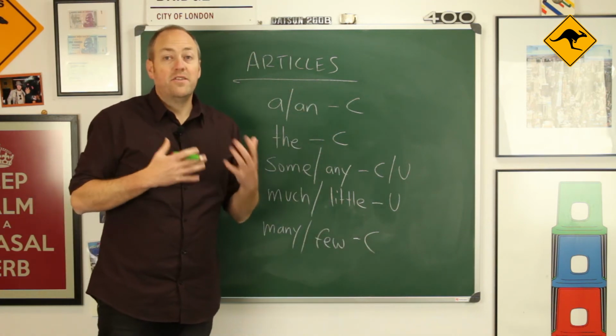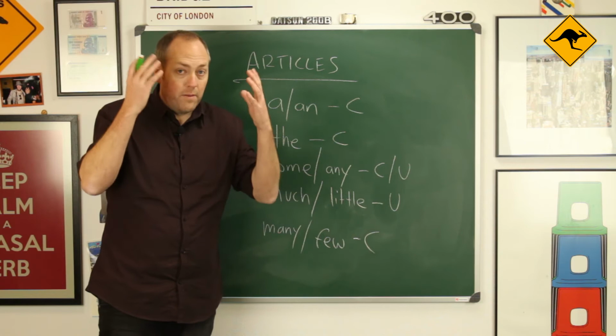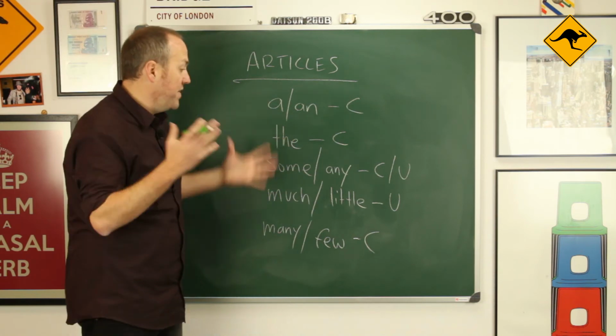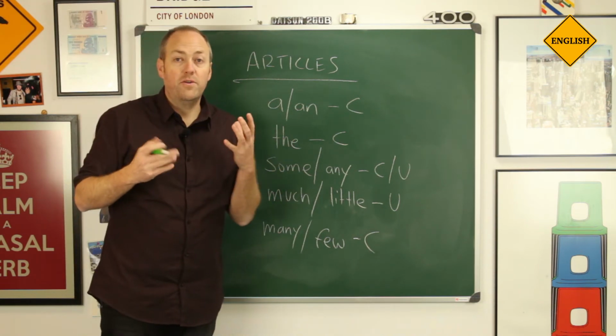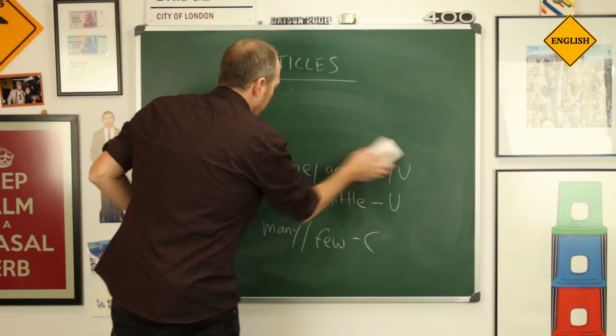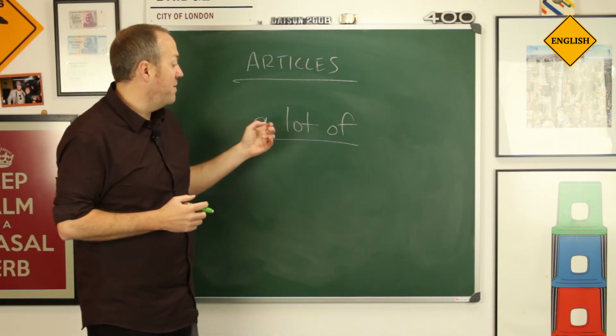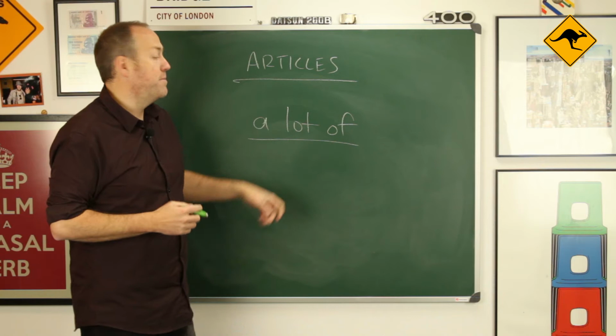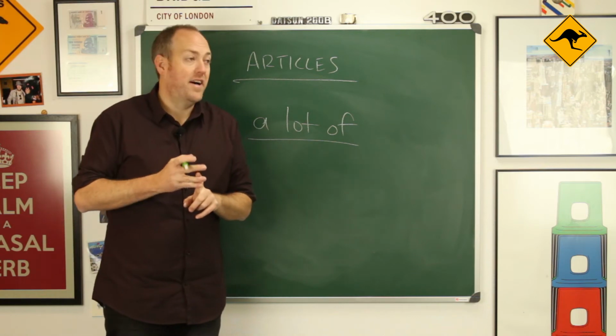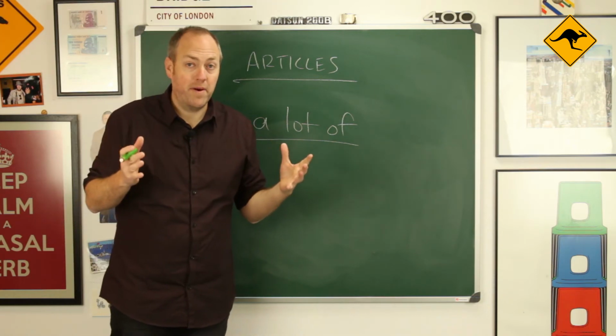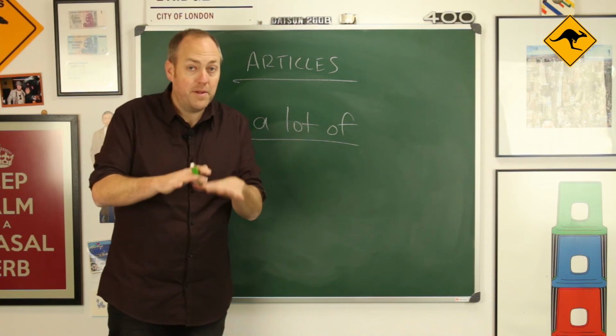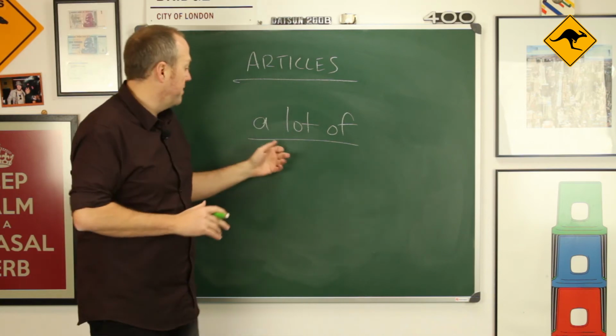But sometimes this can be a little bit tricky to remember when you're speaking. So the solution is: a lot of, in positive and negative, can be used for countable and uncountable. It's fantastic. It's easy to remember. So especially if you're at a beginner level with your English, a lot of is perfect.